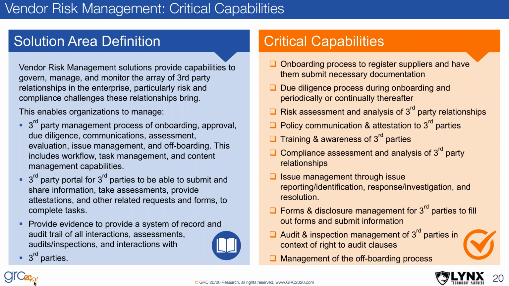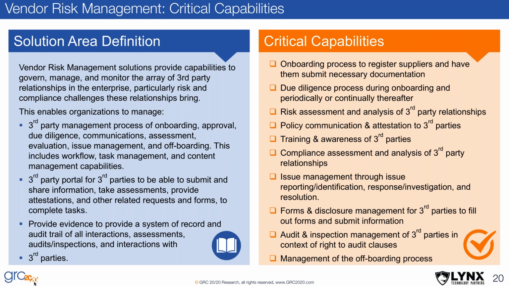So let's look at some critical capabilities. First off, let's define this technology area a little more clearly. Vendor risk management solutions provide capabilities to govern, manage, and monitor the array of third-party vendor relationships in the enterprise, particularly risk and compliance challenges. So overall, solutions for third-party vendor risk management should allow you to manage the process from onboarding, approval, due diligence, communications, assessment, evaluation, issue management, and offboarding with robust workflow, task management, and content management capabilities.